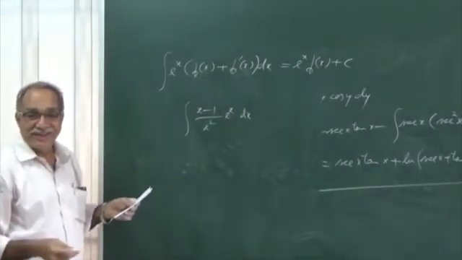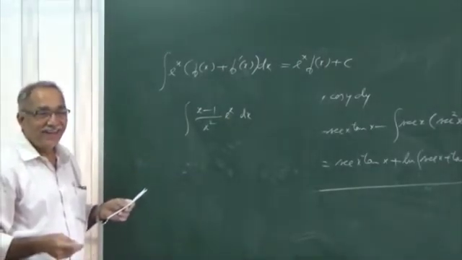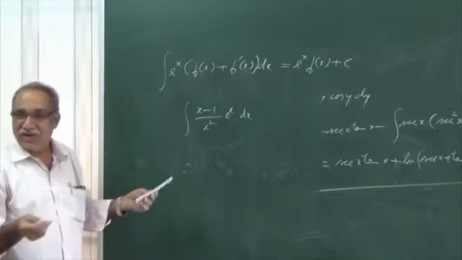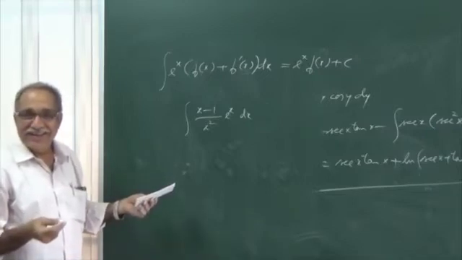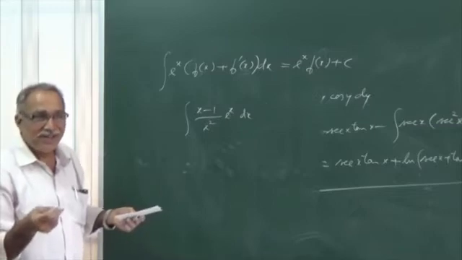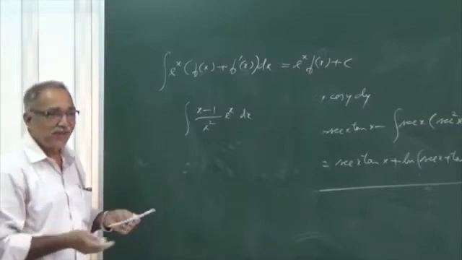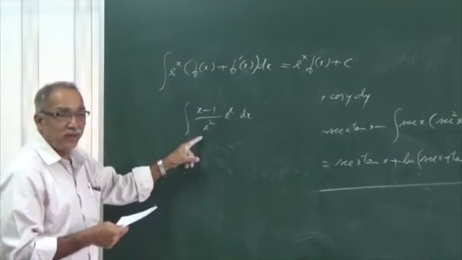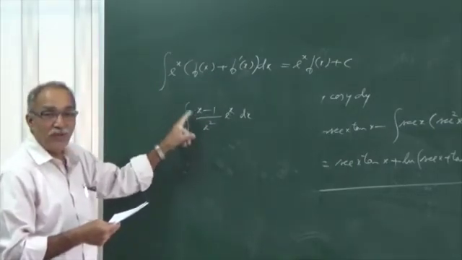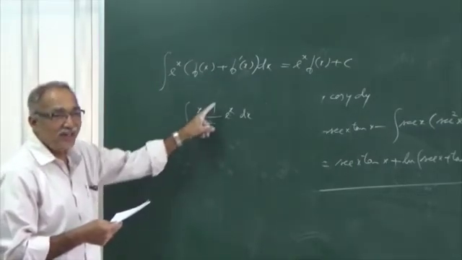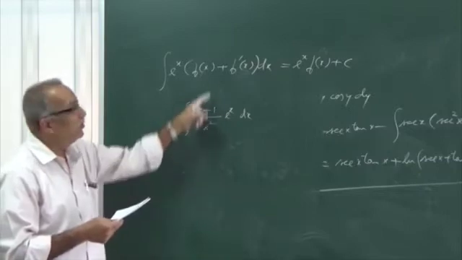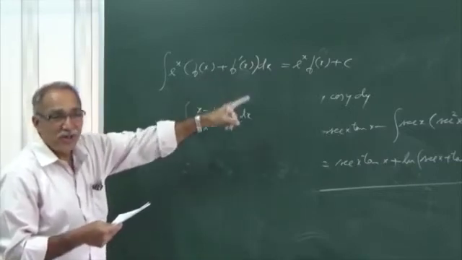Answer. Direct answer: e power x by x. He says x by x square: 1 by x minus 1 by x square. For f of x equal to 1 by x, minus 1 by x square is the derivative. Application of the theorem, answer e power x by x.